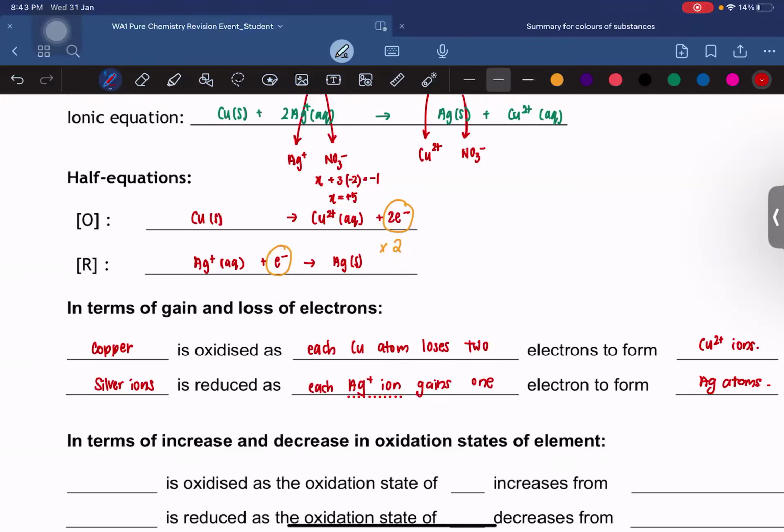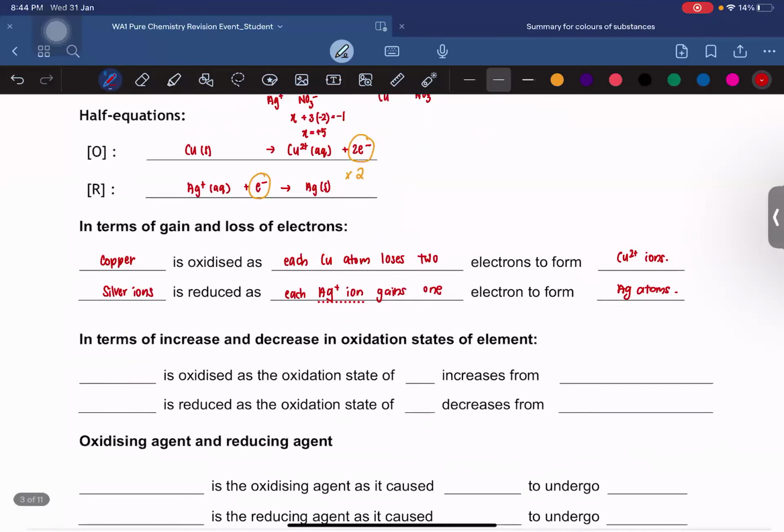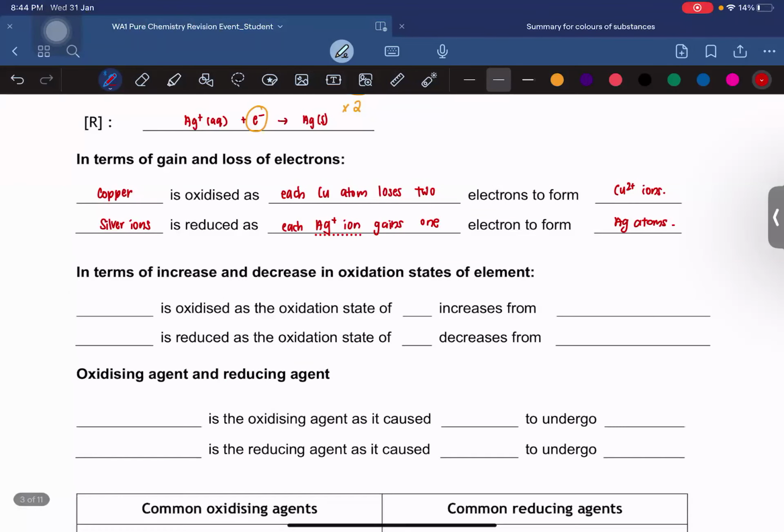Now, the next one, what happens if the question says, explain in terms of oxidation state, who is being reduced, who is being oxidized? So we say, in this case here, copper is oxidized. Guys, copper is oxidized as the oxidation state of copper increases from 0 in copper to plus 2 in Cu2 plus. Okay, you need to state the oxidation state number and especially in what substance. You cannot just say copper is oxidized because oxidation state increased. Full stop. They want to set that as an answer.